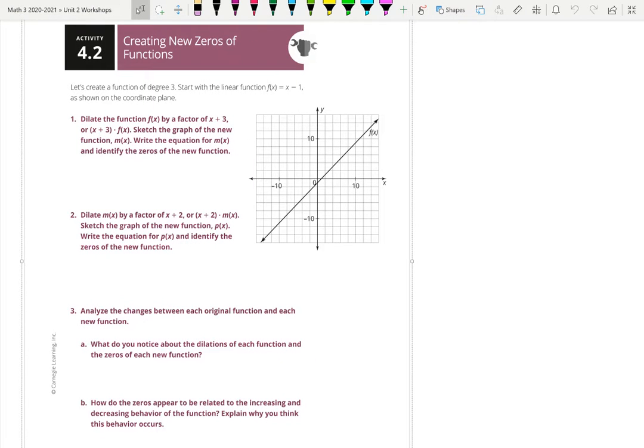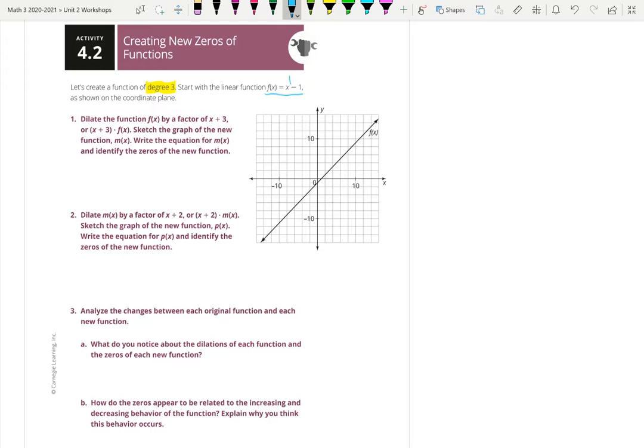Okay, this section is all about dilating a function. We're going to create something of degree 3. So this is new. We're going to start with a linear function f of x, and you can see f of x is drawn out. This is a linear function because the degree is 1.